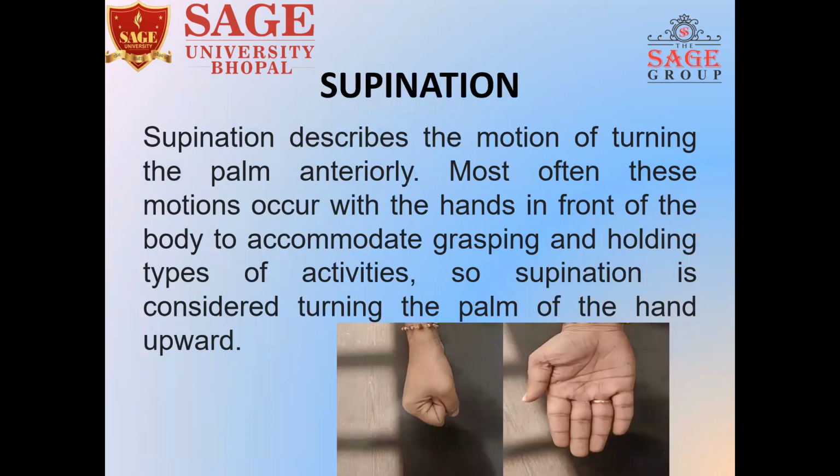Next is supination. Supination describes the motion of turning the palm anteriorly. Most often, these motions occur with the hands in front of the body to accommodate grasping and holding types of activities. So, supination is considered turning the palm of the hand upward. For example, when you are going to take money from someone, your hand will be in a supine position.